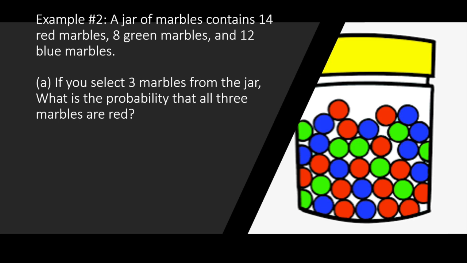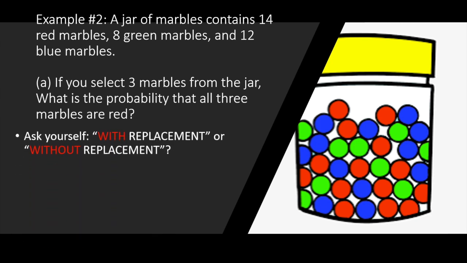So before we even start with this problem, we want to think about, is this a with replacement or without replacement problem? And it doesn't clearly say those specific words in the problem, but if we read it again, it's understood that we're going to select 3 marbles and nothing says anything about putting the marbles back in the jar. So we're going to assume that we're going to select 1 marble, set it aside, select another marble, set it aside, and then select the 3rd marble and set it aside. So this problem would be without replacement.